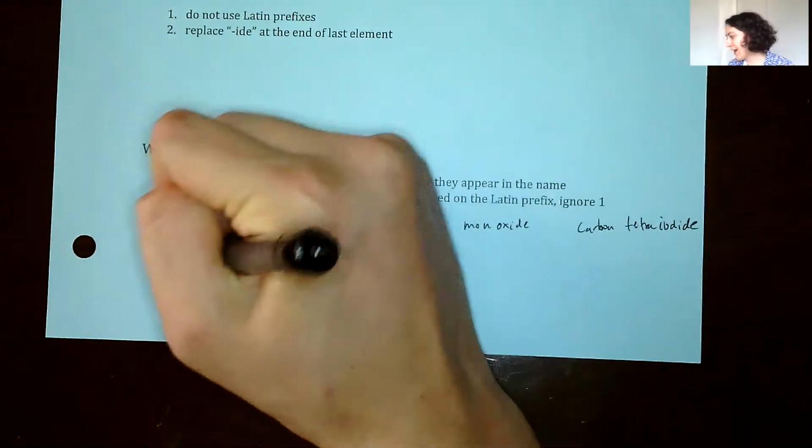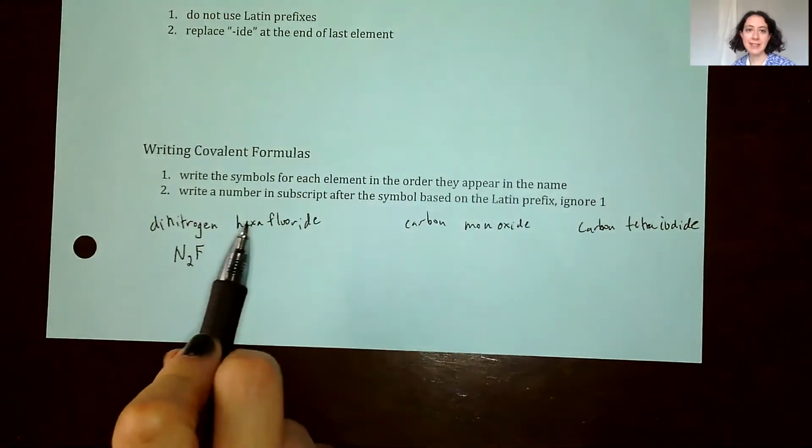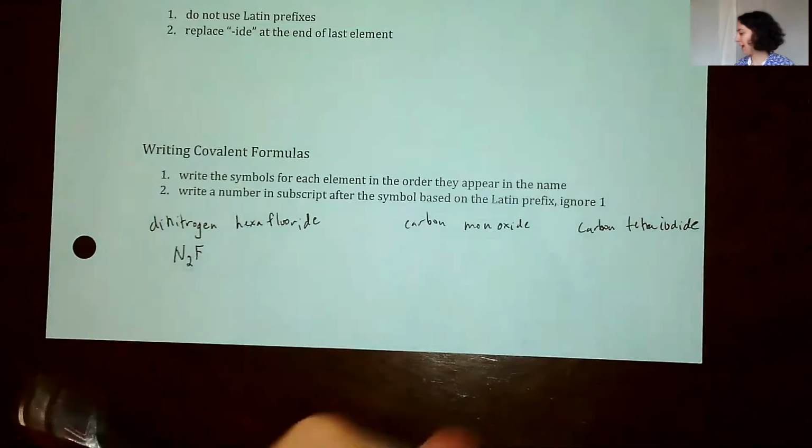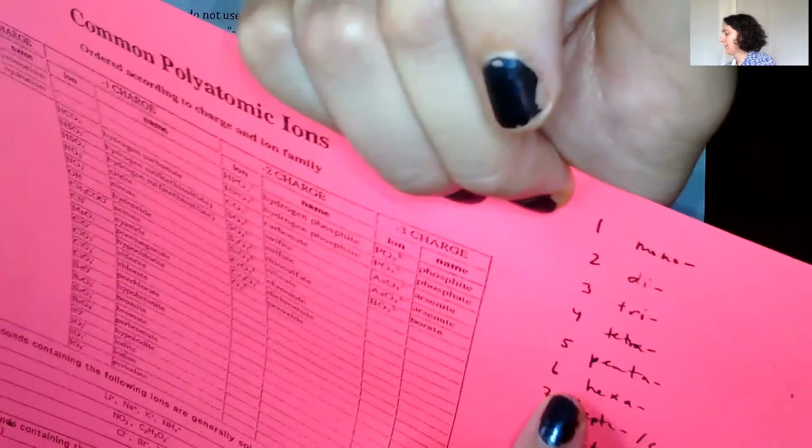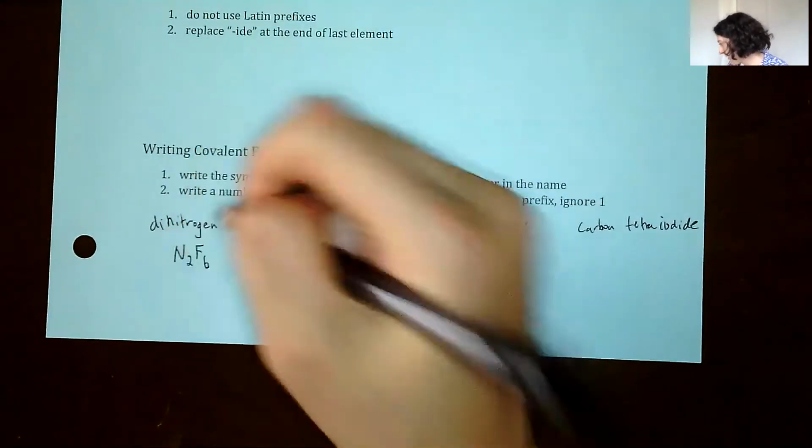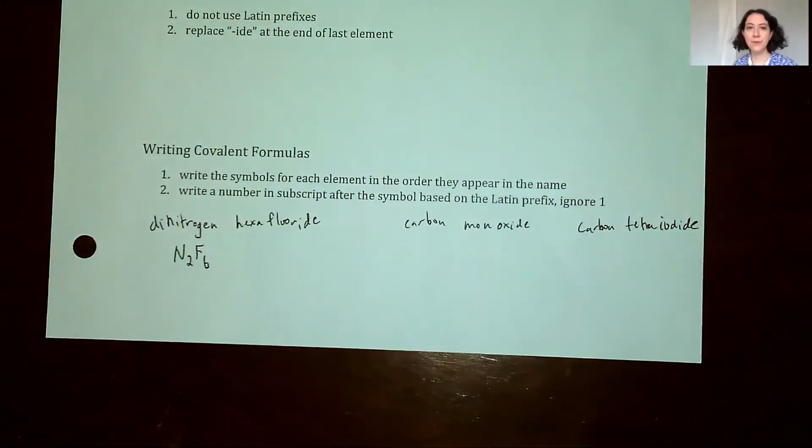We'll put the F right next to it so they're close together. And it's got hexa, which if you remember from the back is 6. So N2F6. That is the formula for dinitrogen hexafluoride. All right, next one. Carbon monoxide.